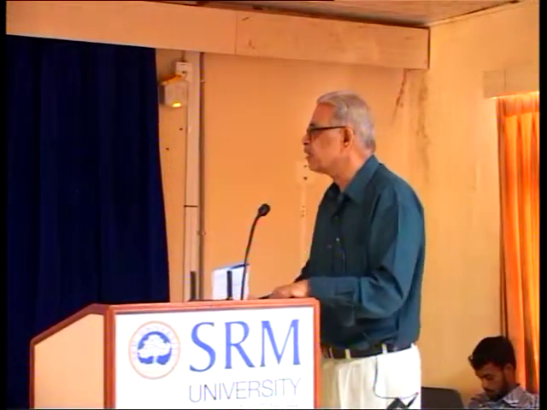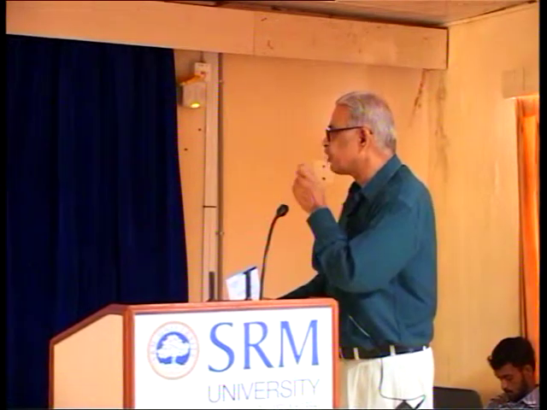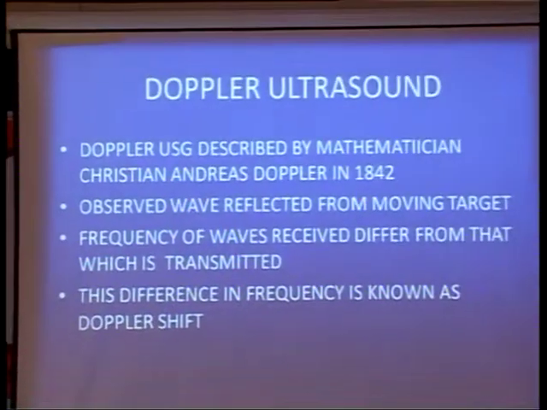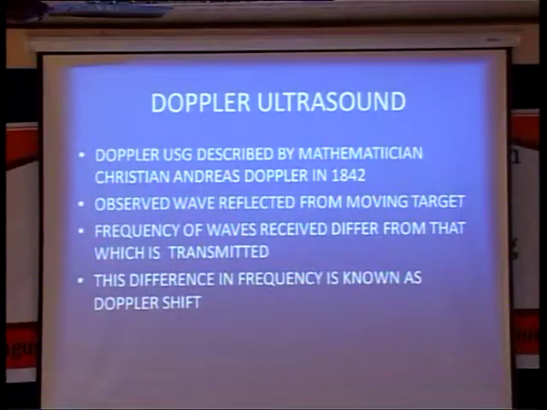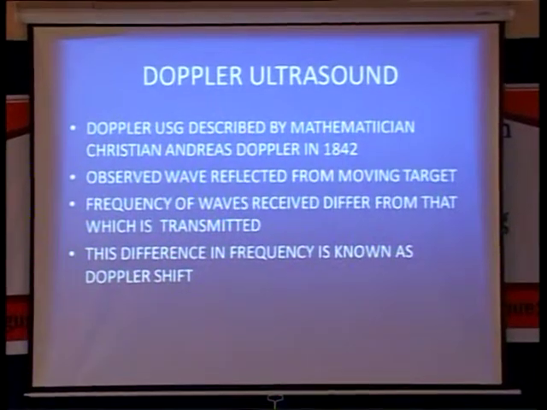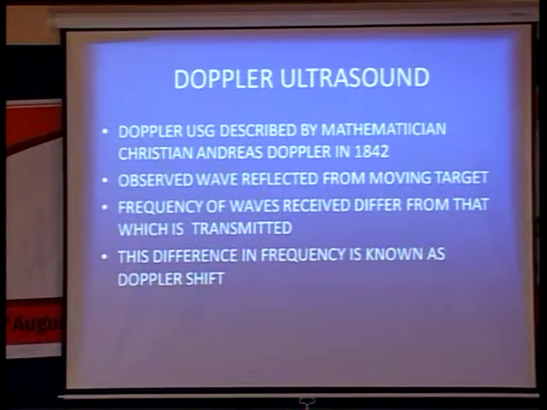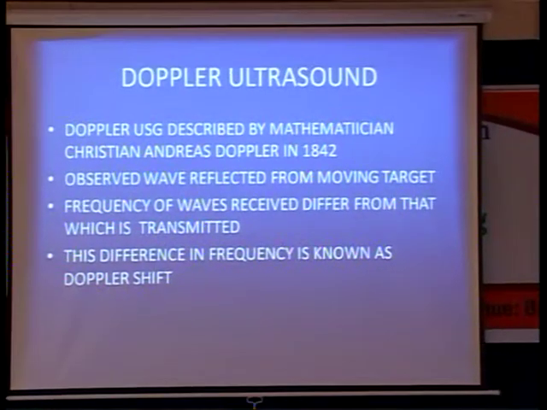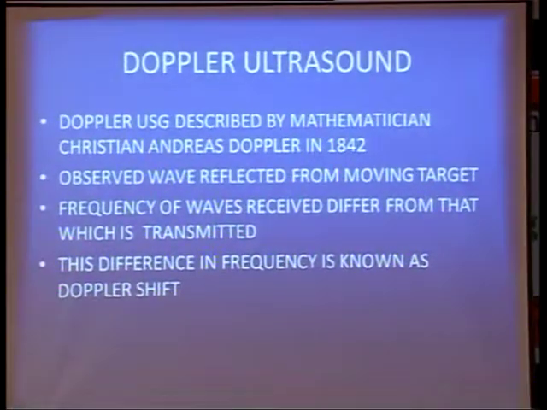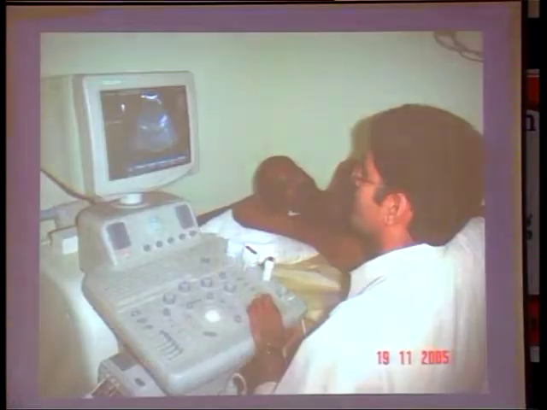So ultrasound is the observed wave reflected from the moving target. The abdomen is also moving because the organ is also moving. The vessel is also moving. So you can see this one. The frequency of the waves received from what has been transmitted as sound waves is converted into an electrical wave and then to the ultrasound wave.